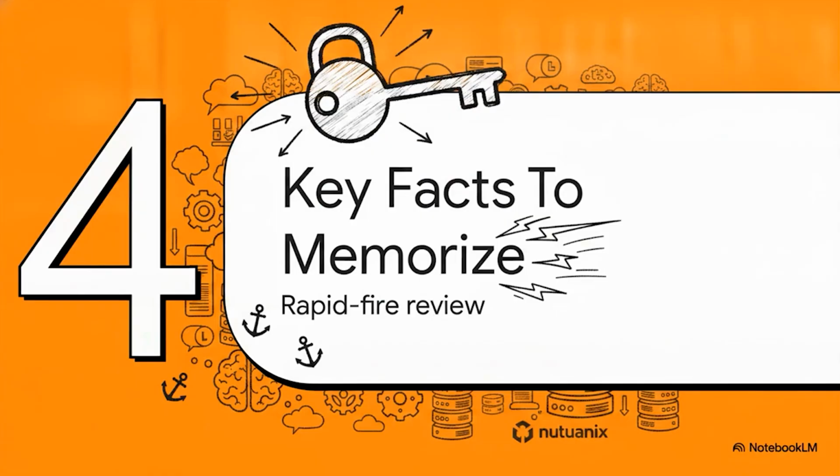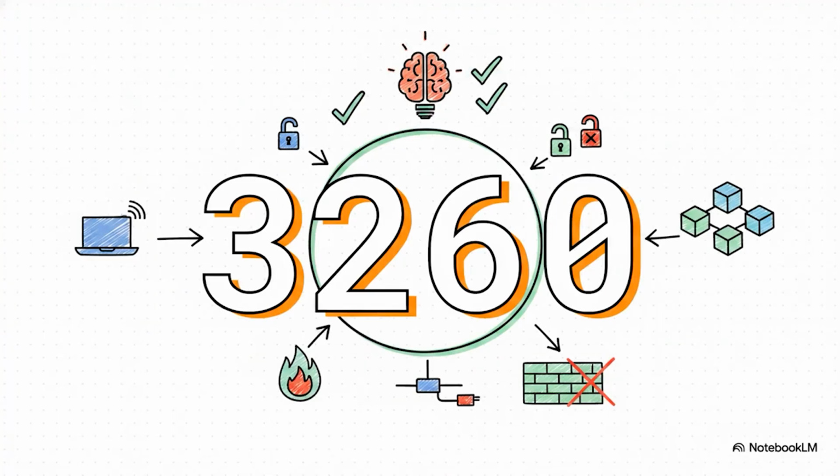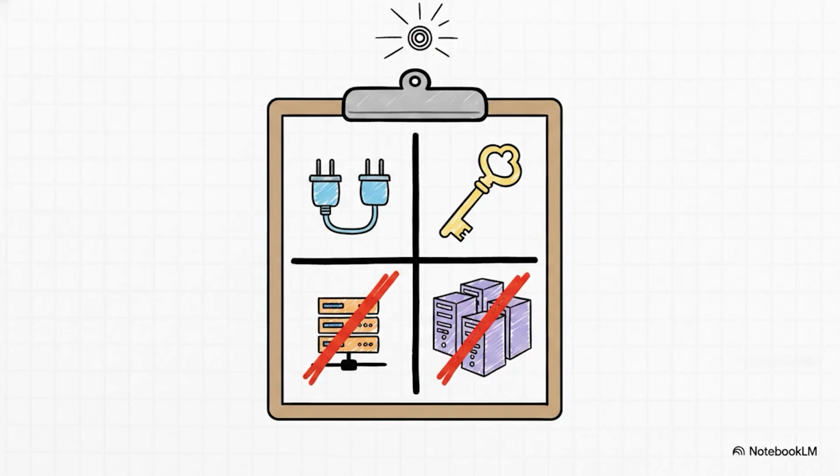Almost there. Section 4, Key Facts to Memorize. Let's do a rapid-fire review to really anchor this into your short-term memory before test day. If they ask you about network requirements, specifically which ports need to be open between the iSCSI client initiators and the cluster targets, the default TCP port is 3260. Burn that number into your brain. If a firewall blocks 3260, your clients simply won't connect. Port 3260. Memorize it.